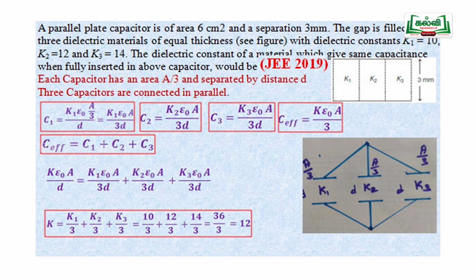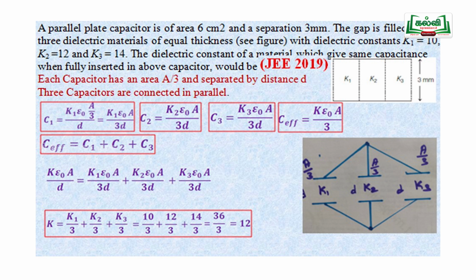Next one, look at this arrangement. 3 capacitors are given, with materials K1, K2 and K3. They are different, separated by some distance, 3 millimeter. If you have to replace all these 3 capacitances by a single dielectric material of K, what is the value of K? That has been asked. K1, K2, K3 have been given.